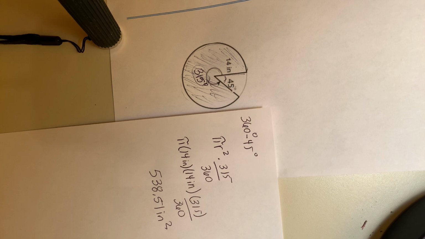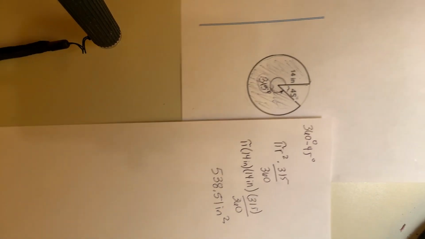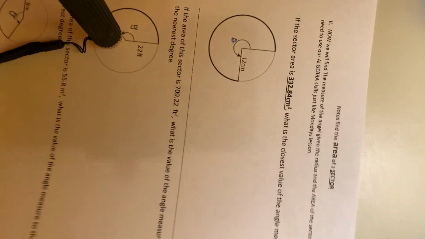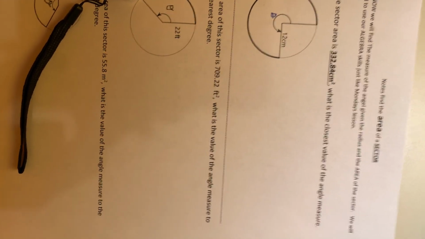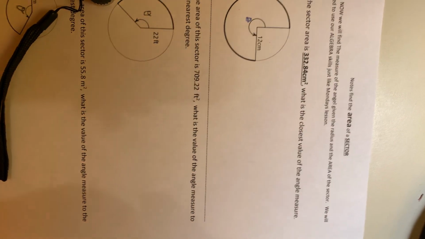Okay, so that's the first part of the assignment. The second part of the assignment is just using algebra, just like Monday's assignment. Now we will find the measure of an angle given the radius and the area of the sector. We will need to use our algebra skills just like Monday's lesson.